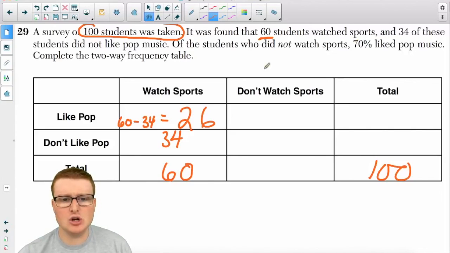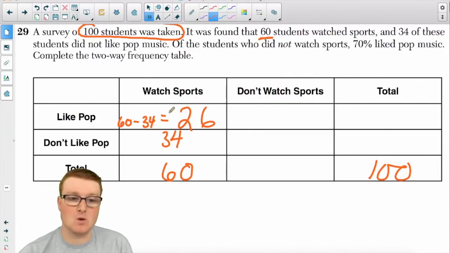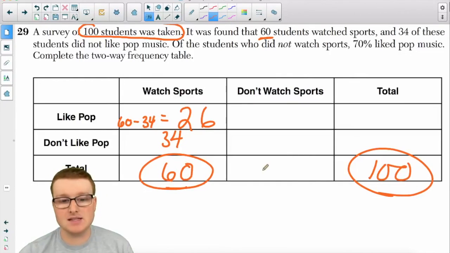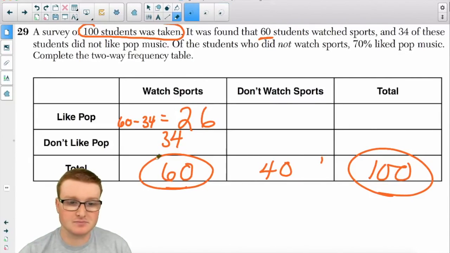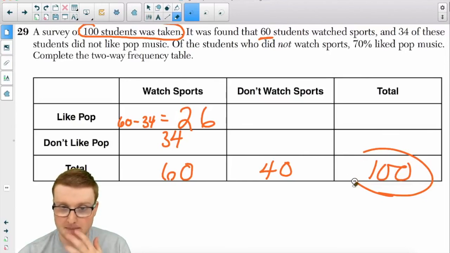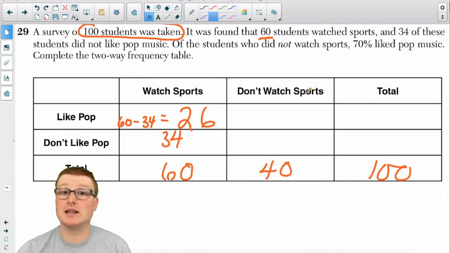Then it says, of the students who do not watch sports, so don't watch sports, 70% of them liked pop music. Okay, well, look at what we have here. We have 60 students who watch sports. There's 100 students total. That means that there are 40 students left who don't watch sports. Okay? Honestly, this is really simple. It's just, do you know where to place the numbers in this chart? Honestly, not too bad.